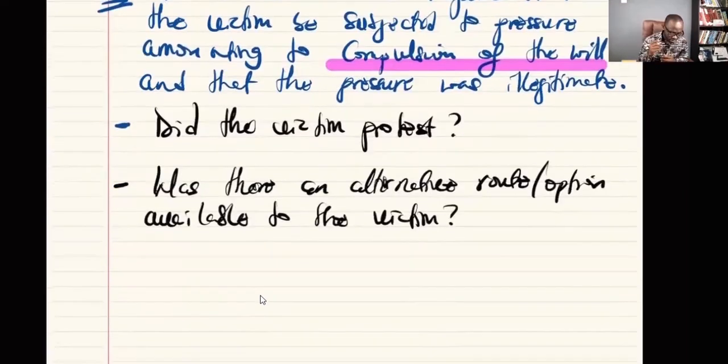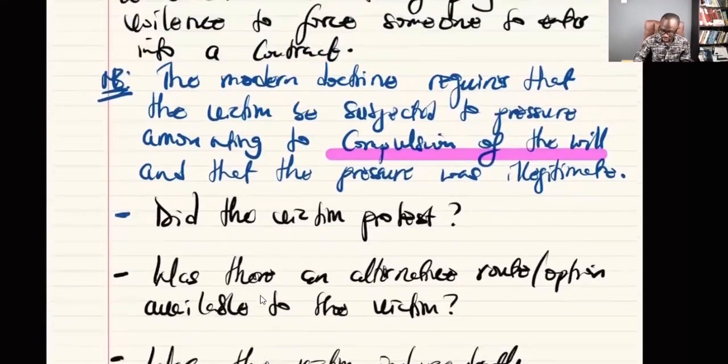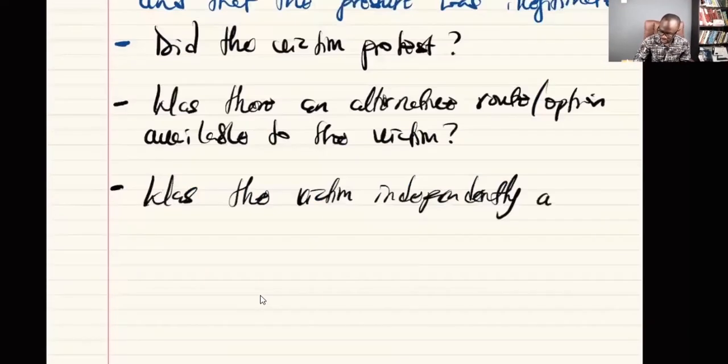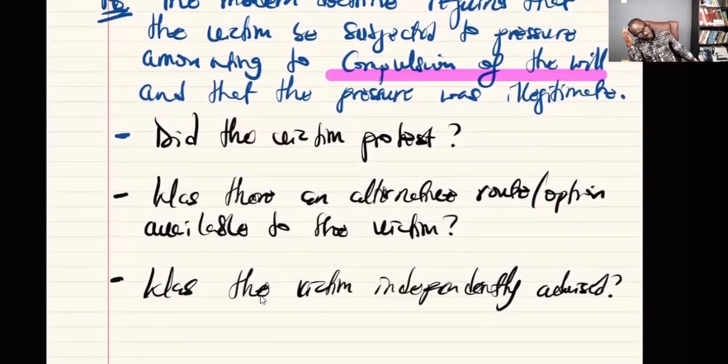That's the second thing. Then, third, was the victim independently advised? Did someone advise the victim on the decision that he or she was making? This is what you need to understand in relation to that.